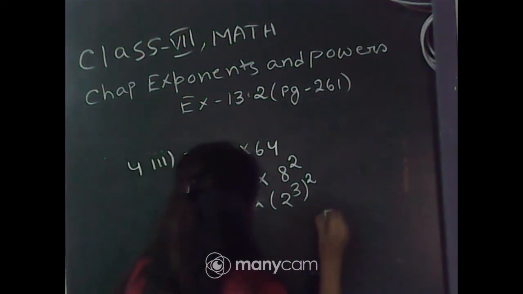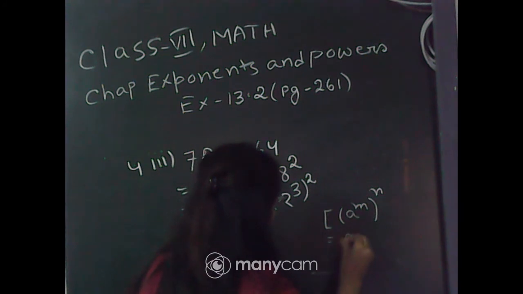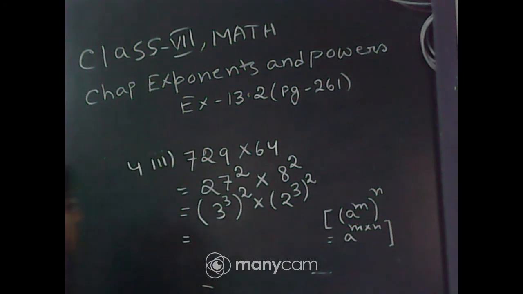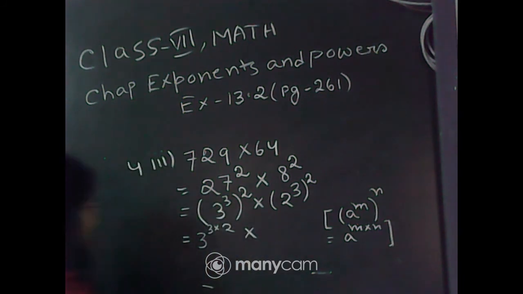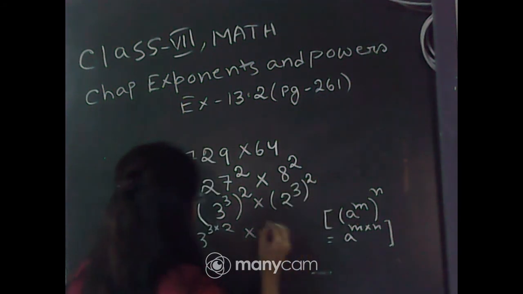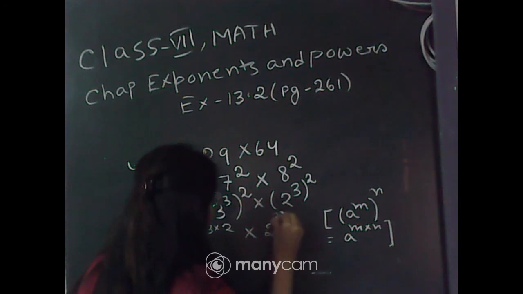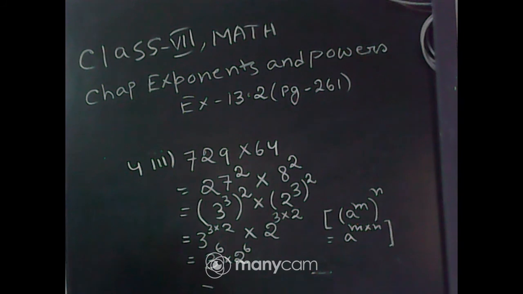Now, we use the law a to the power m whole to the power n is equal to a to the power m into n, where a is any non-zero integer and m, n are whole numbers. So, this is equal to 3 to the power 3 into 2. Similarly, using this law we get 2 cube whole square is equal to 2 to the power 3 into 2, and the final answer is 3 to the power 6 into 2 to the power 6. Clear? Up to this portion, any problem?